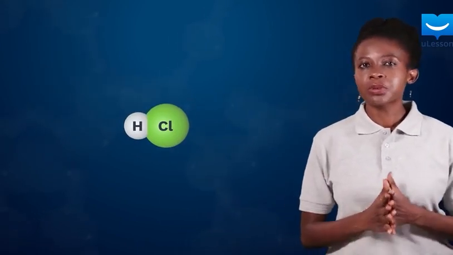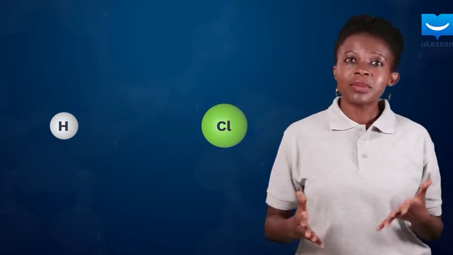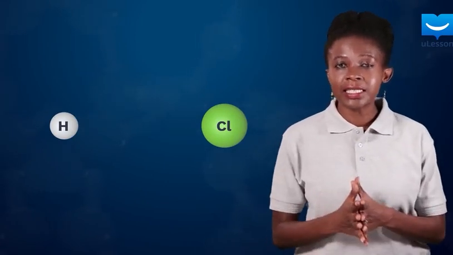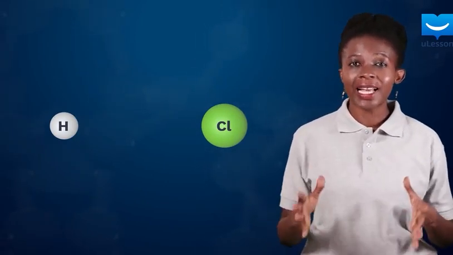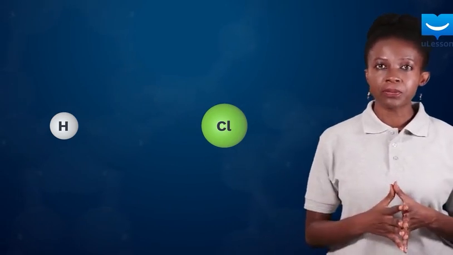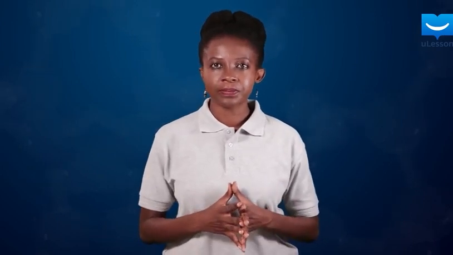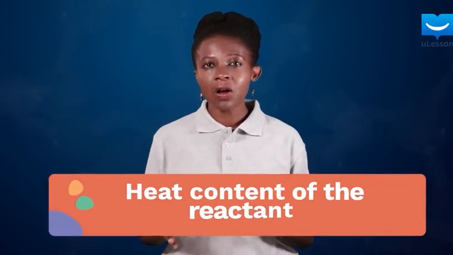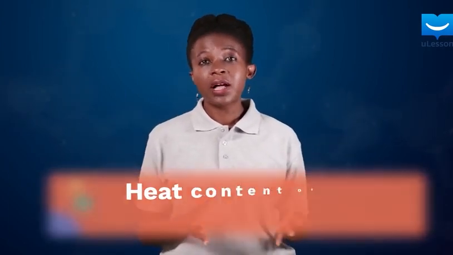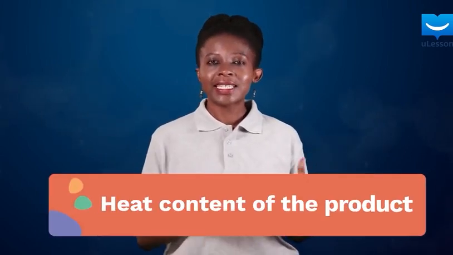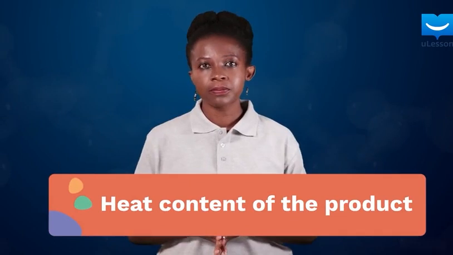The amount of heat energy required to break a bond is the same as the amount of energy released during the formation of the bond at the same temperature and pressure. The process of bond breaking and bond forming is basically what happens in a chemical reaction. In a reaction, the heat energy required to break the bonds of a reactant is known as the heat content of that reactant, while the energy released by the formation of the bonds of the product is known as the heat content of the product.